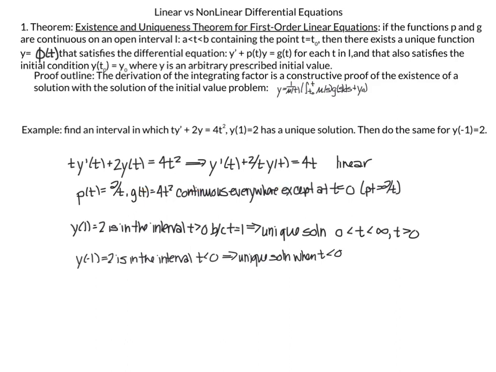Keeping this in mind, we can now find an interval in which this equation with the initial condition y(1) equals 2 has a unique solution. If you look at y(1) equals 2, it is in the interval t greater than 0, basically because here t is equal to 1. So we have a unique solution for this interval, t between 0 and infinity.